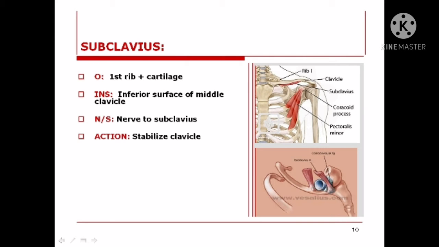The subclavius muscle arises from the first rib and the first costal cartilage. It inserts upon the inferior surface of the middle clavicle in the subclavian groove. It is supplied by the nerve to subclavius, which also arises from the brachial plexus. Its action is to stabilize the clavicle in the movement of the upper limb.